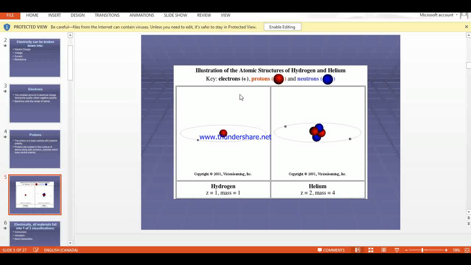Here we can see two elements, hydrogen and helium. Hydrogen mass is equal to 1 and helium mass is equal to 2, whereas the atomic number of hydrogen is 1 and the atomic number of helium is 2.